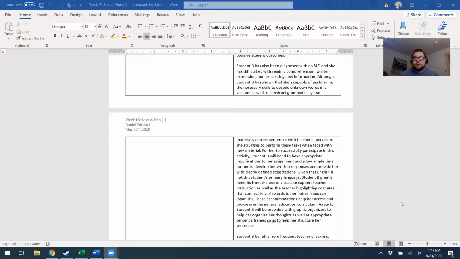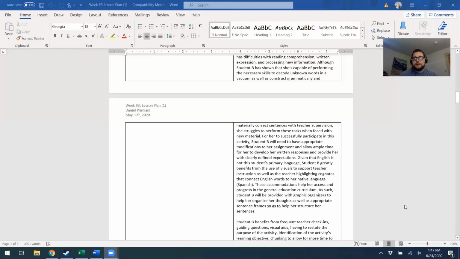As such, just like student A, she'll be provided with graphic organizers to help her organize her thoughts, as well as appropriate sentence frames to help her structure her responses. Chunking down the student's work was also something that would need to be taken into account.